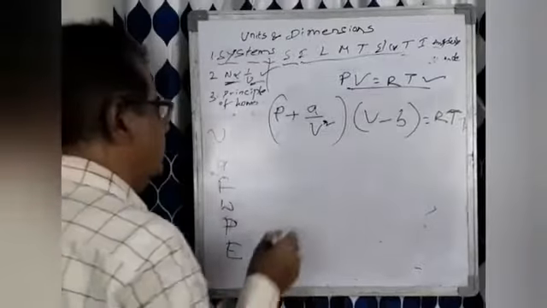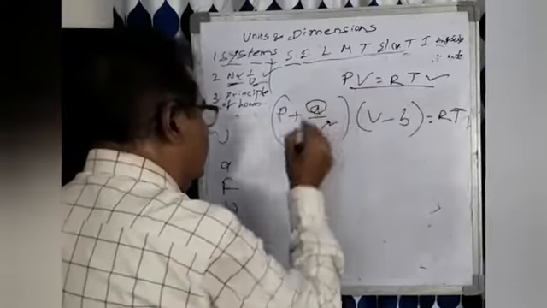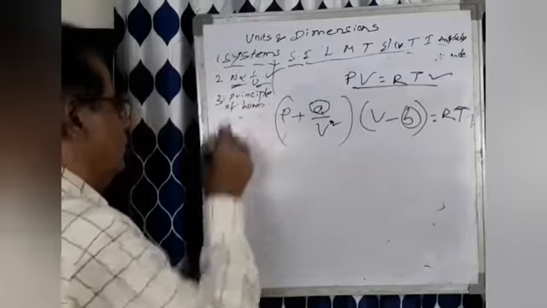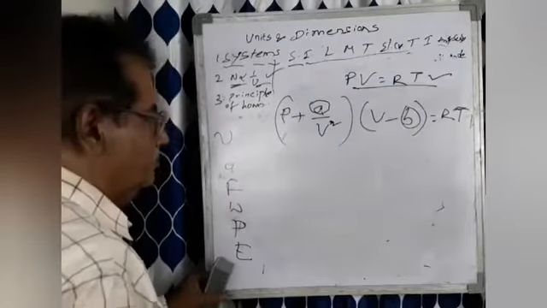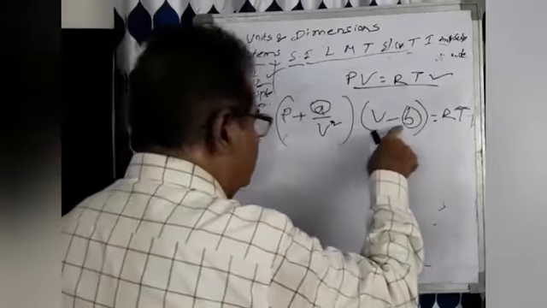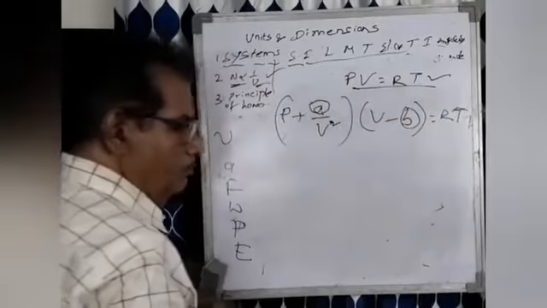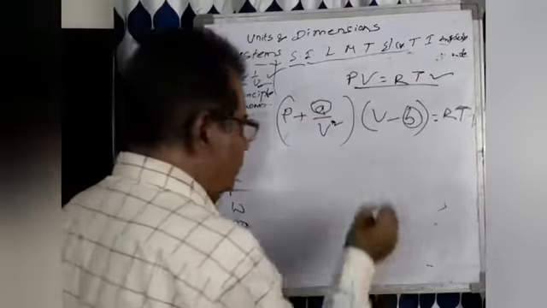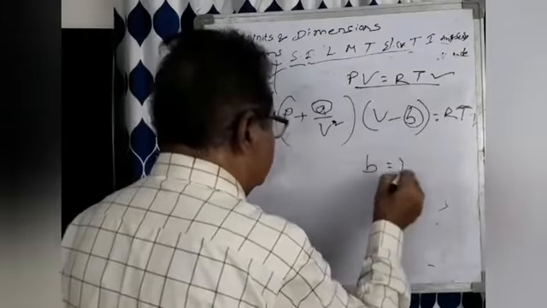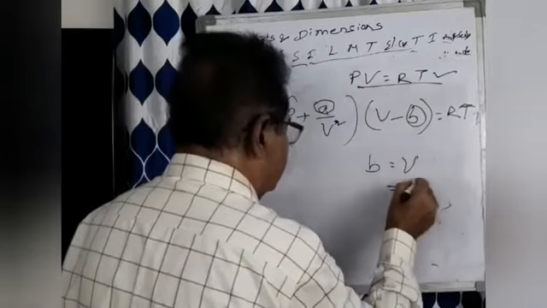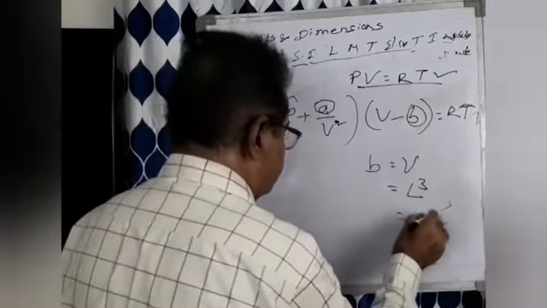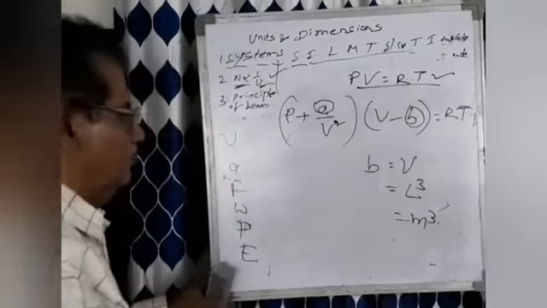Now I want the dimensional formula of A and B. Now you will make use of the principle of homogeneity. If V is volume, B must also be volume. V is volume, B is also volume. Therefore, B is equal to V, L cube. That is meter cube. Dimensional formula of B is meter cube.